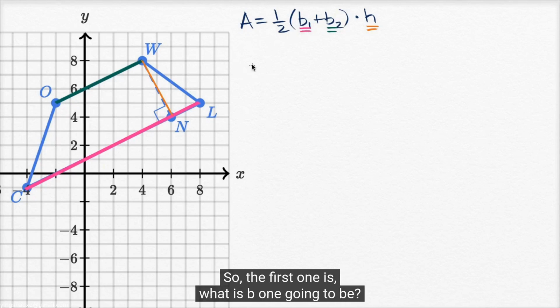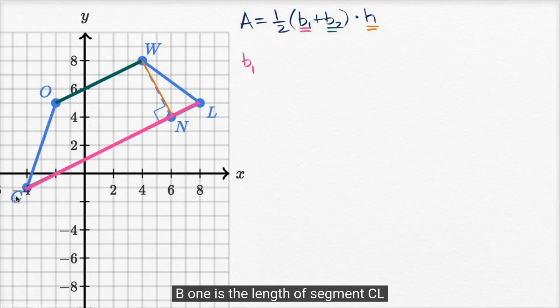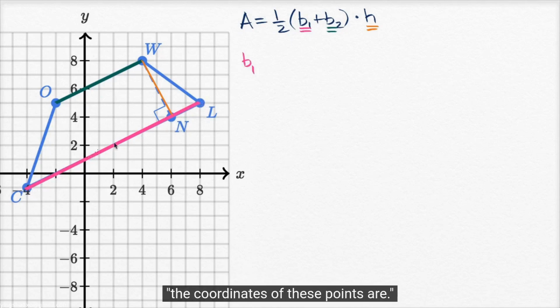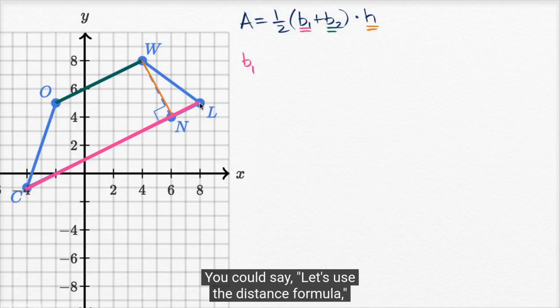So the first one is, what is B1 going to be? B1 is the length of segment CL. And you could say, well, look, we know what the coordinates of these points are. You could say, let's use the distance formula. And you could say, well, the distance formula is just an application of the Pythagorean theorem. So this is just going to be the square root of our change in x squared.